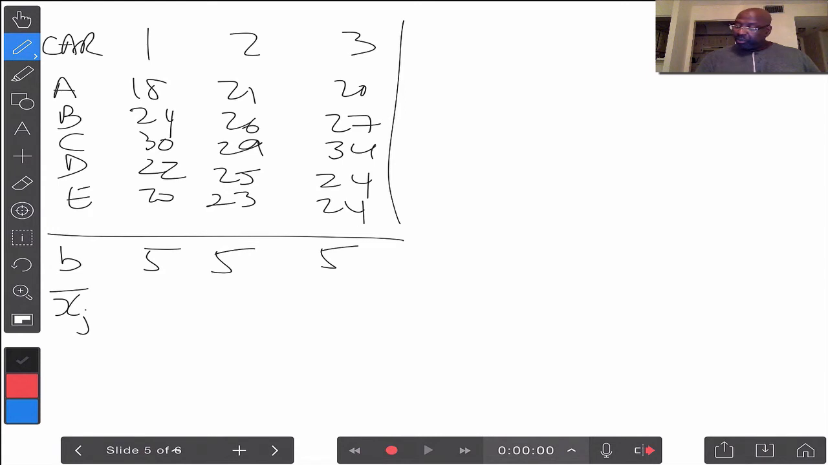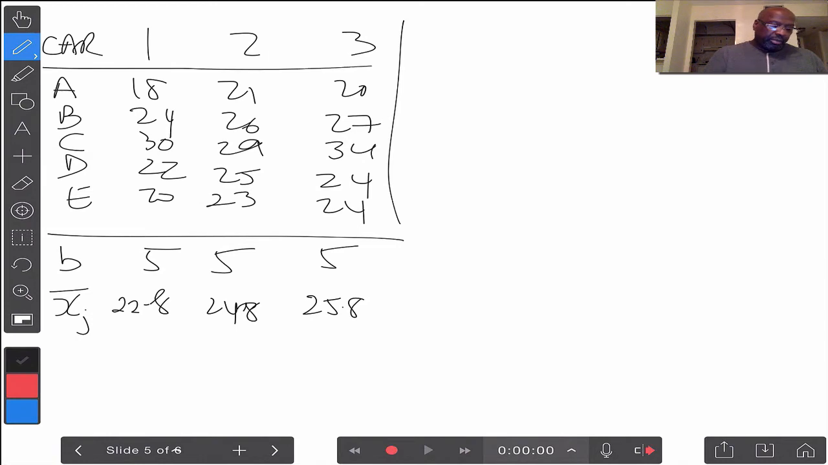X bar j: we have 22.8, 24.8, and 25.8. Good. We want now for blocks, so we're going to expand this here. We will have K, because K will be the size of each block, the number of treatments. So it's just 3, 3, 3, 3, 3.